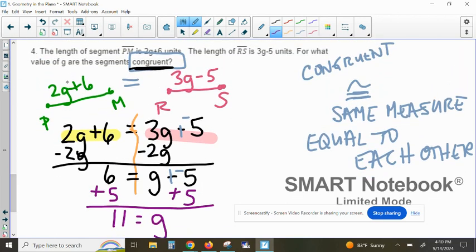So it just said for what value of G are the segments congruent? G is 11. So if G was 11, they would be congruent. That means I could put an 11 here, an 11 here, and I would end up with the same number. 2 times 11 plus 6 better equal 3 times 11 minus 5. They should be equal. And they are.